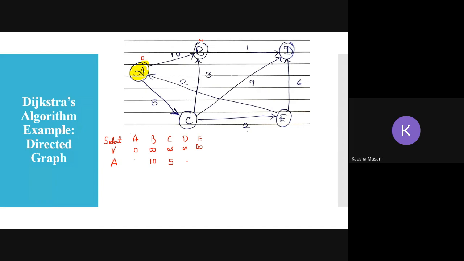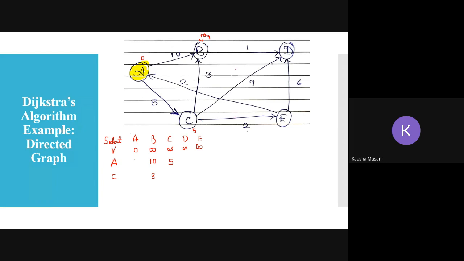All right. Now, which vertex is having the minimum distance? C. So C is the next selection. C to A, you don't need to write because there is no arrow. C to B. Now see what is the distance currently at B? 10. Currently the distance at C is 5. So 5 plus 3 is 8. So you need to update that. So this will be updated. C to C, the distance will be the same, only 5.